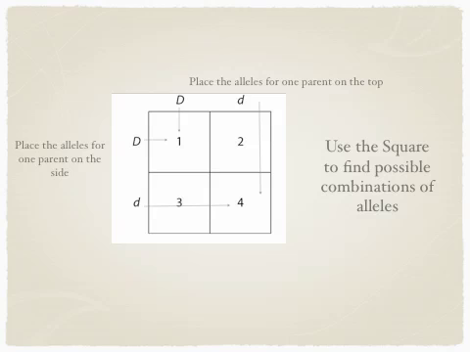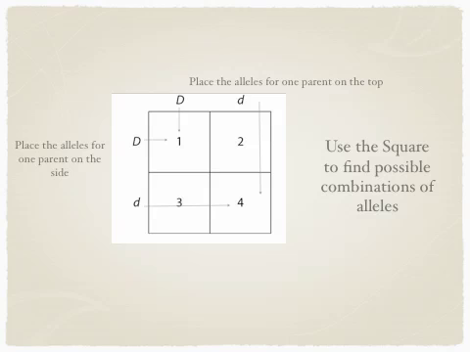Punnett Square. If you notice, we put one set of parents on the top, one set of parents on the bottom, and we can figure out what's going on in each parent. Use the square to find possible combinations of alleles. In box 1, you should write big D, big D. In box 2, big D, little d. Take a second and think about what you should put in boxes 3 and 4.